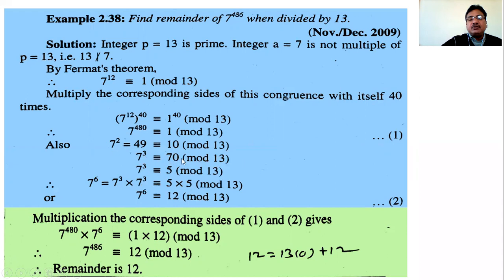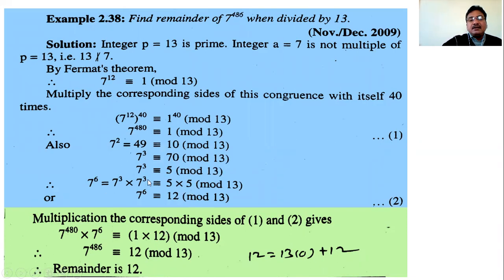So A is related to B and B is related to C. Therefore, A is related to C. So right here, 70 is congruent to 5 modulo 13, because 70 minus 5 is divisible by 13. So 7 raised to 3 is congruent to 70 modulo 13, and 70 is congruent to 5 modulo 13. Therefore, 7 raised to 3 is congruent to 5 modulo 13, because this congruence relation is a transitive relation.